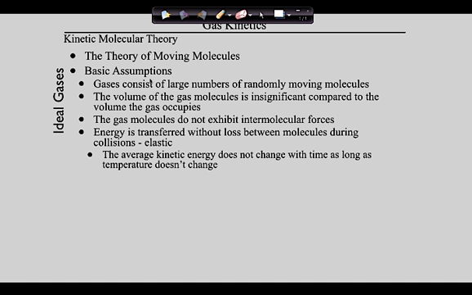So what that means is the average kinetic energy of these things doesn't change so long as the temperature doesn't change. So that's exactly what we're saying: when these things hit, energy is only exchanged between the particles. It's not lost as heat, which means the molecules are not slowing down. Yep, that's exactly it.